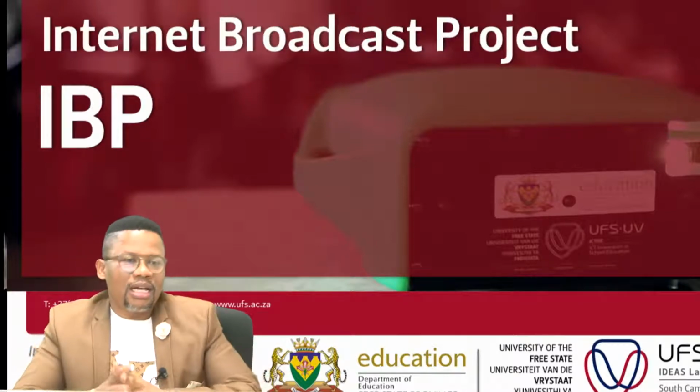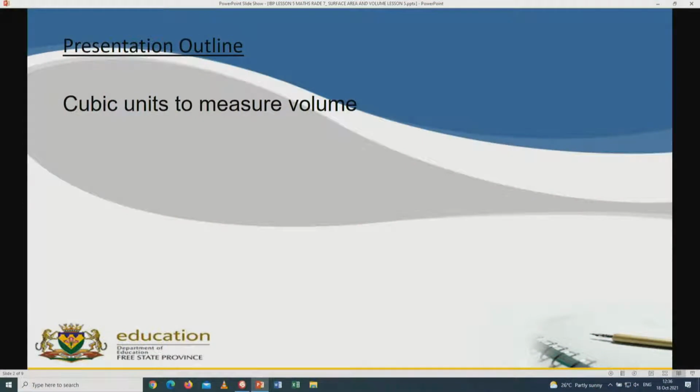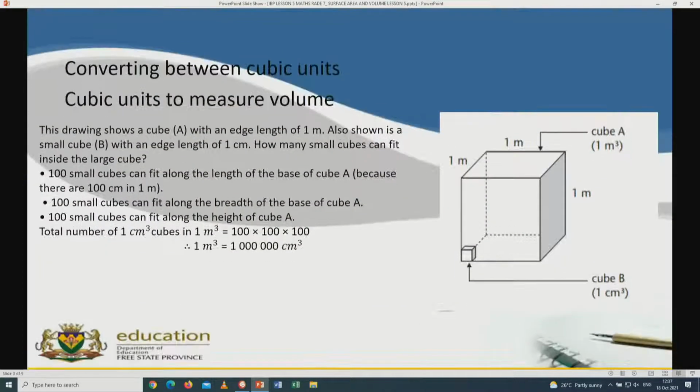Thank you very much. Let us just look at the presentation outline. As I said, it will be based on the cubic units to measure the volume. We're measuring the volume, and converting between the cubic units. We'll use the cubic units to measure the volume.